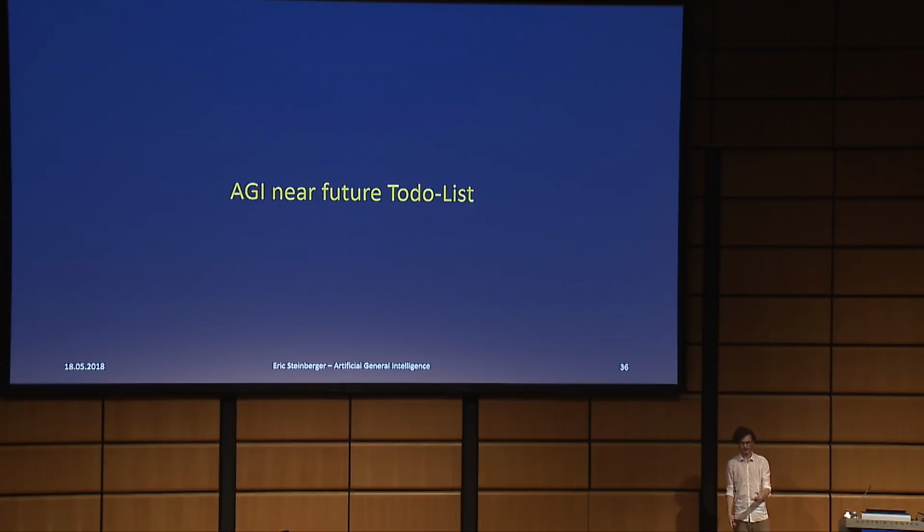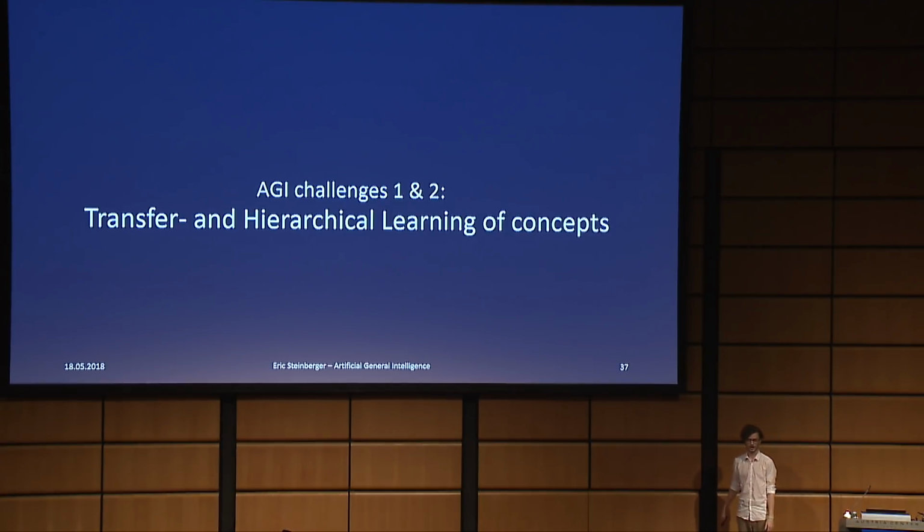More on that soon. The near future to-do list for AGI, so what researchers are working on right now and will be working on within the next few months, because honestly, everything after that is completely unpredictable, no matter what anyone tells you. The first 2 challenges would be this whole transfer learning and hierarchical learning of concepts and things in general.